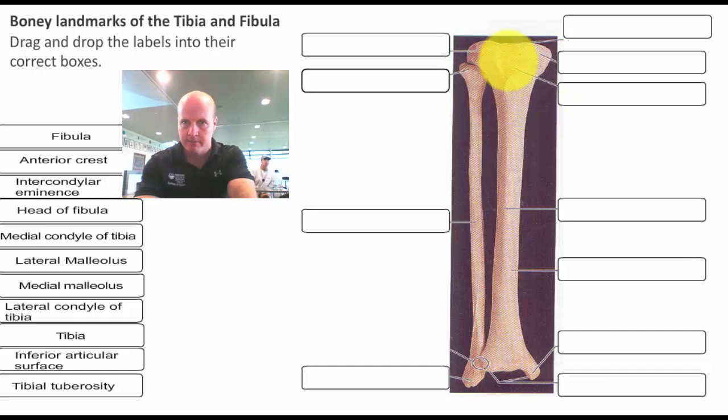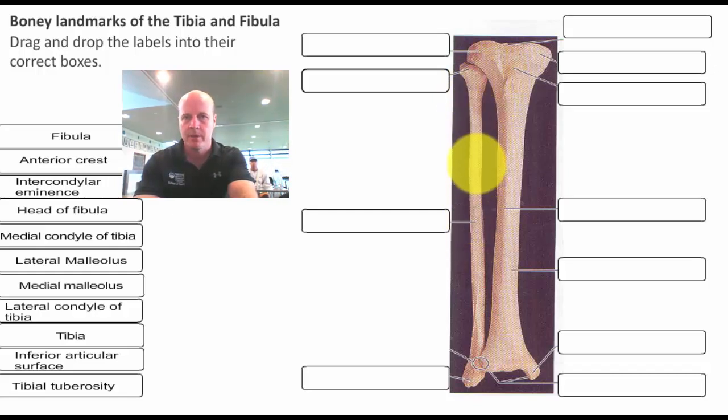Kia ora team, my name's Ben and today we're going to go over the bony landmarks of the tibia and the fibula. So when we look at these two bones, this big thick one here is our tibia and the littler one on the outside is your fibula.